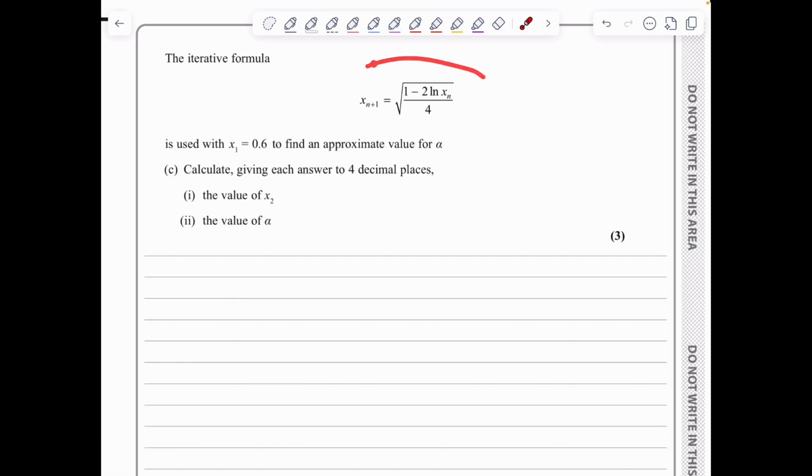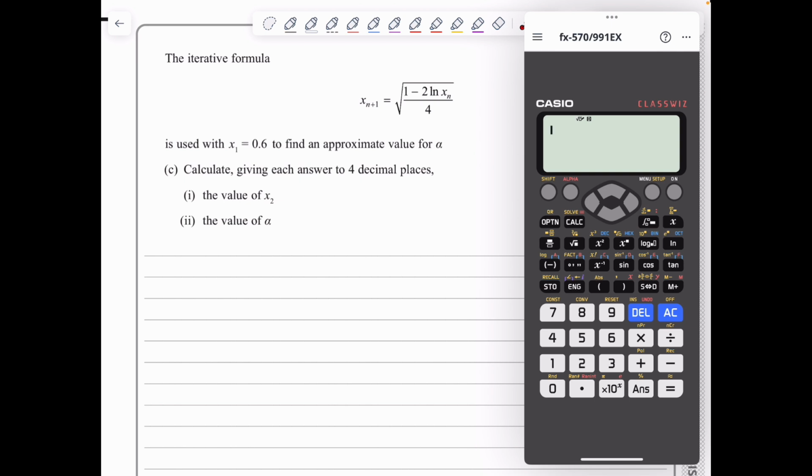We are then given this iterative formula, and we are starting with x1 is 0.6, and we need to calculate to 4 decimal places the value of the next iteration x2, and then the value of alpha, the solution to the equation f dash of x is g dash of x. So I will do this on the calculator. So I go on the calculator, I press 0.6 and I store it on my answer key, and then I'll be doing square root of 1 minus 2 ln of the answer, and all divided by 4. So each time I press the equals button, I get the new iteration.